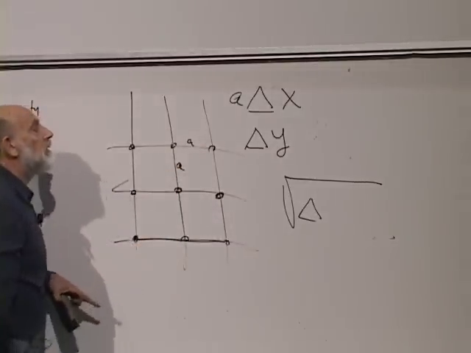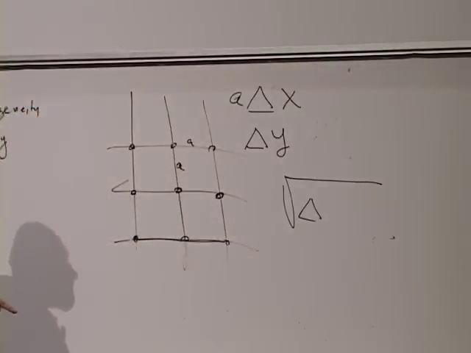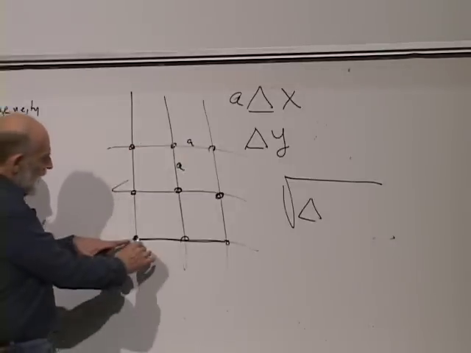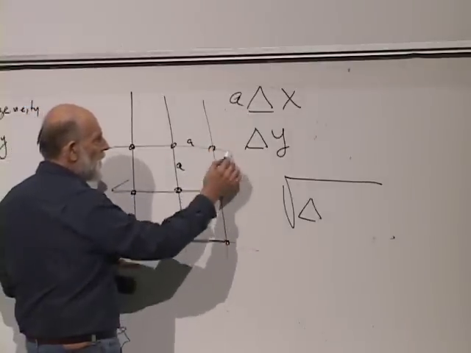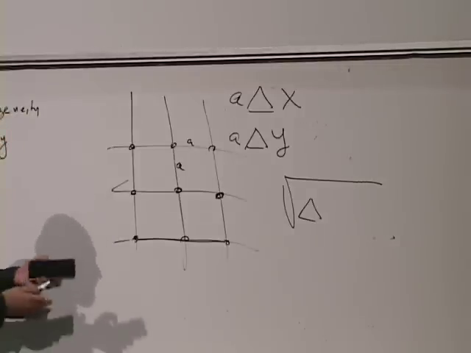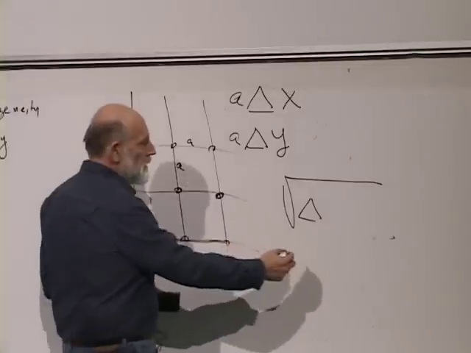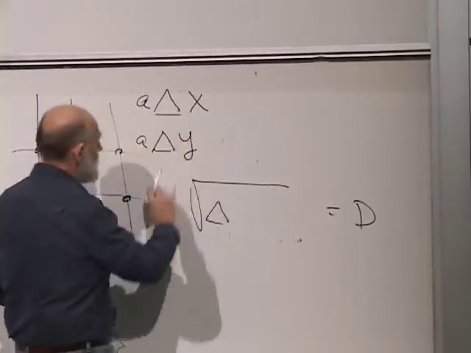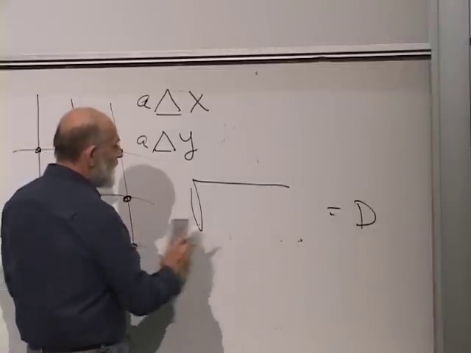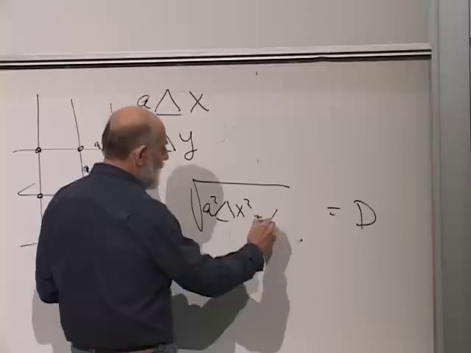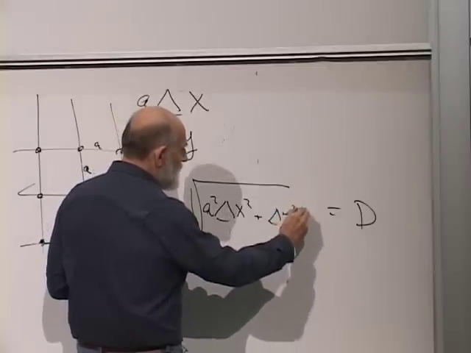No, I mean, the whole thing just magnifies by a. Yeah, that's right. But let's write it down anyway. Let's go through the steps. The distance along the x-axis is a times delta x. The distance along the y-axis is a times delta y. And then using the Pythagorean theorem, the distance between them is just d equal to the square root of delta x squared times a squared plus delta y squared times a squared.